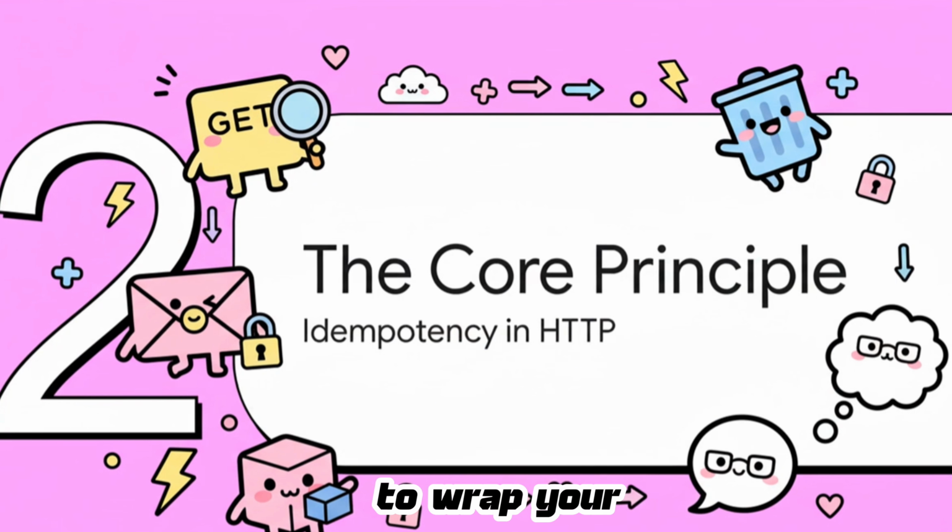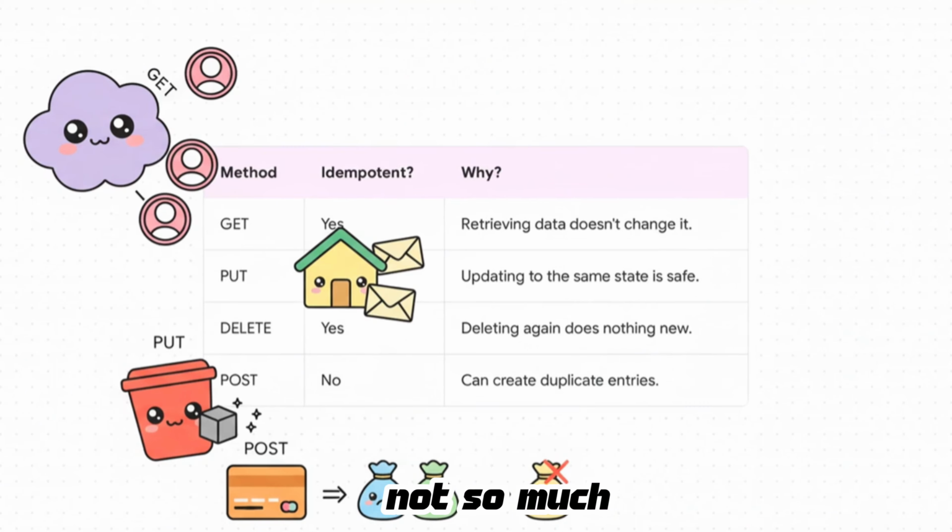Probably the best way to wrap your head around this is to look at something developers see every single day: HTTP methods. It turns out some of these are built to be idempotent from the get-go, while others, well, not so much. Just think about it for a second. A GET request, right? You're just asking for a user's profile. You can do that a million times. You're just going to get the same profile back. It's idempotent. Same with a PUT request to update an address to the same address.